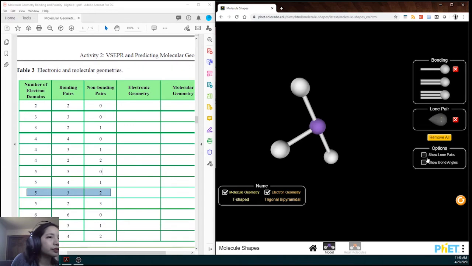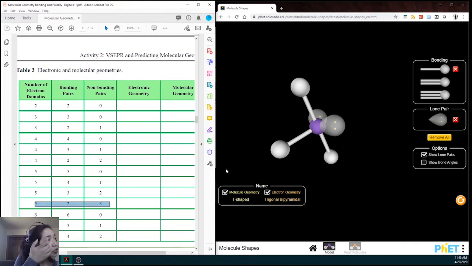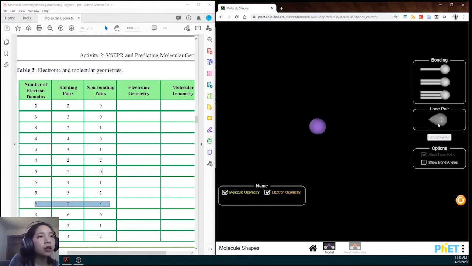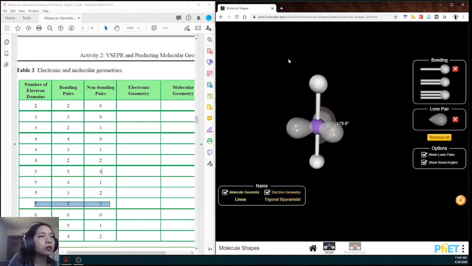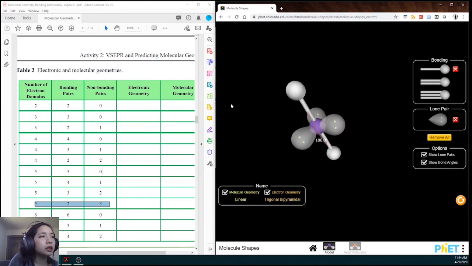Right. Okay. Next, so now it's 5 electron domains, 2 bonding pairs, 3 non-bonding. So 1, 2, 1, 2, 3. Oh wow, this one's fun looking.